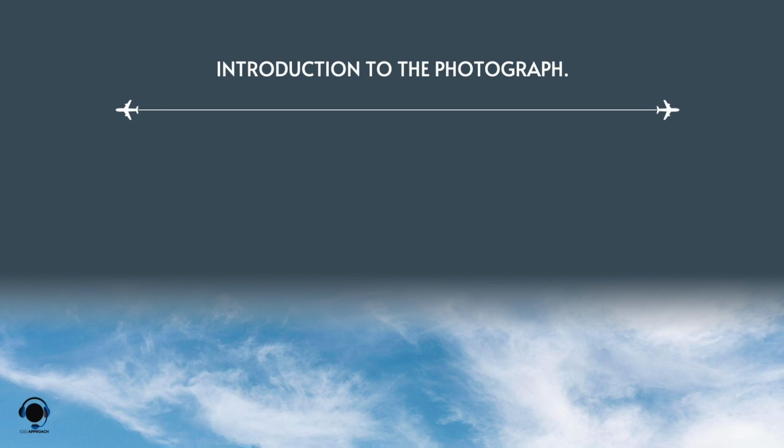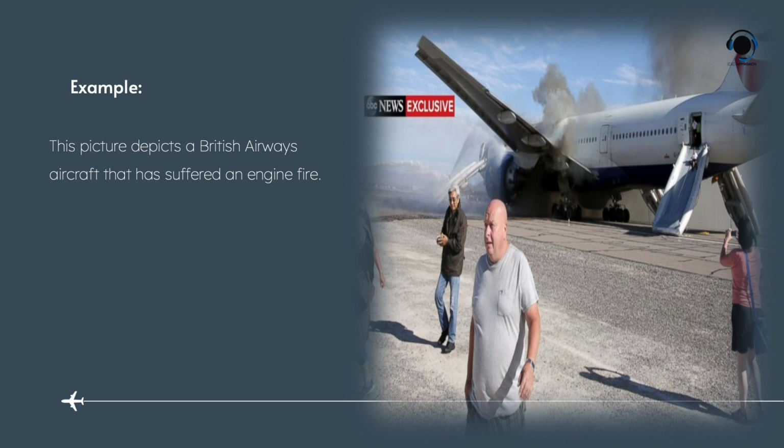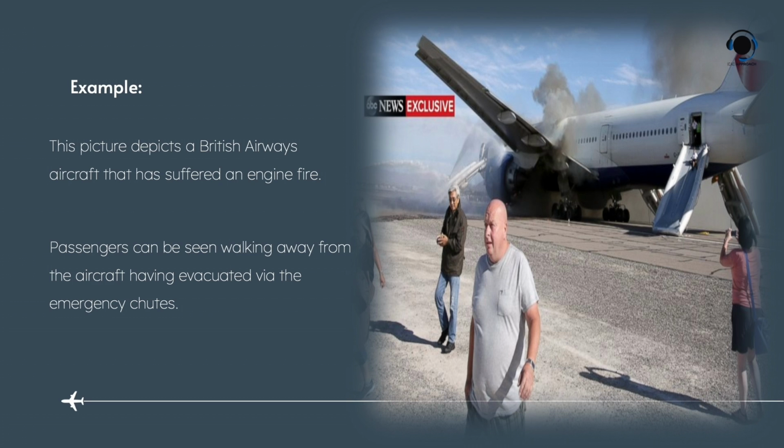Introduction to the photograph. Let us see an example of the intro with the picture. But first of all, have a look at this vocabulary, as you might find it useful to help you introduce the picture. This picture depicts a British Airways aircraft that has suffered an engine fire. Passengers can be seen walking away from the aircraft, having evacuated via the emergency chutes.